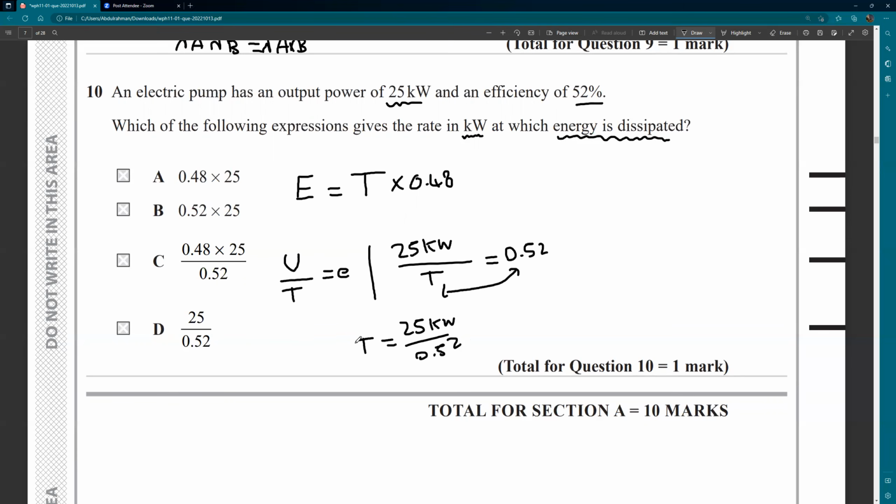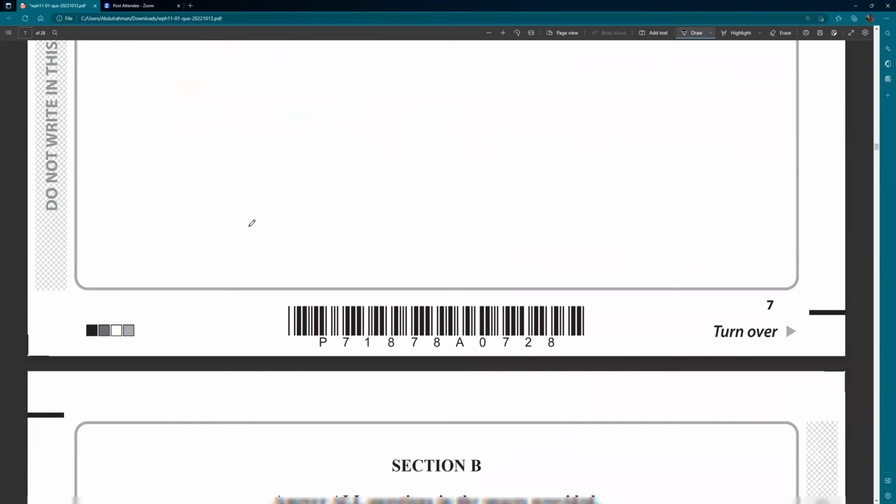Now we're going to sub this in for this total here. So we could say that the energy dissipated is the total, which is 25 kilowatts over 0.52, multiplied by 0.48. Now, which of the options gives this? That would be C. So 0.48 times 25 over 0.52. Well, it says give your answer in kilowatts. That's why they've removed the kilowatts from the answer.